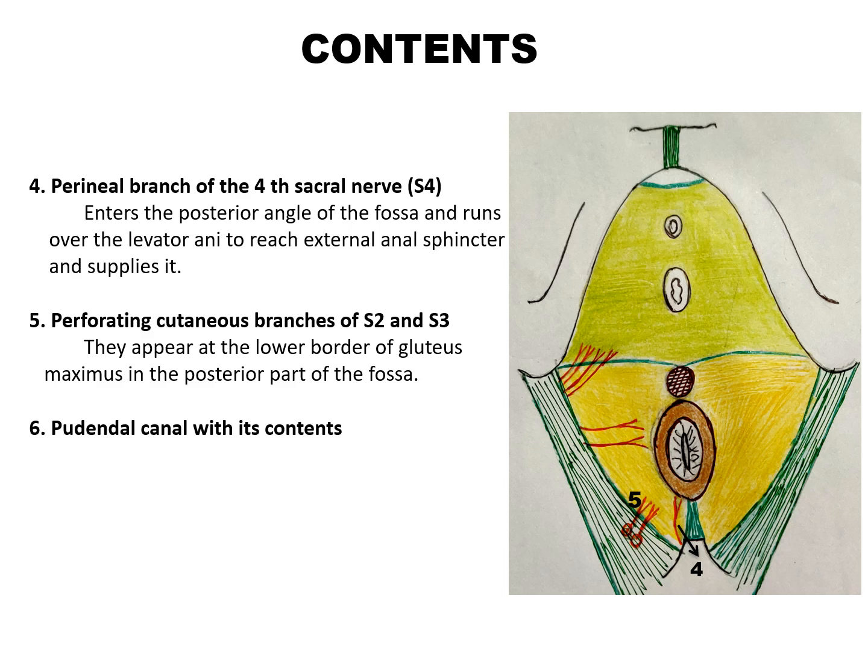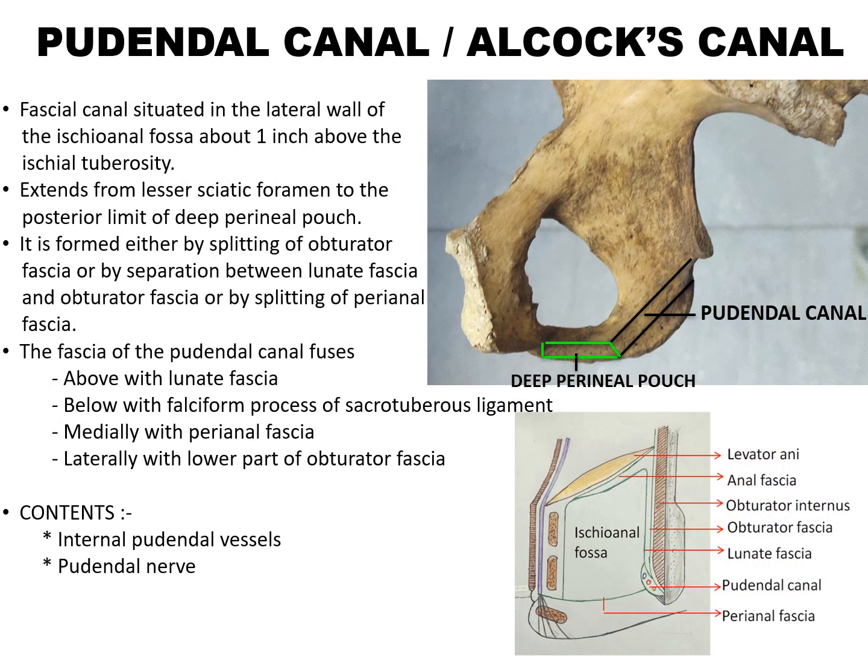Then the fifth content is the perforating cutaneous branches of the second sacral and the third sacral nerves. These nerves appear at the lower border of the gluteus maximus in the posterior part of the fossa. And the last content is the pudendal canal with its contents. Now we will discuss the last content of the ischiorectal fossa, that is the pudendal canal, in brief.